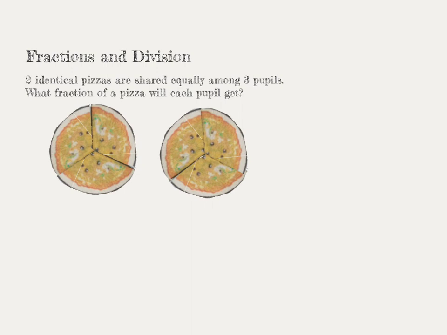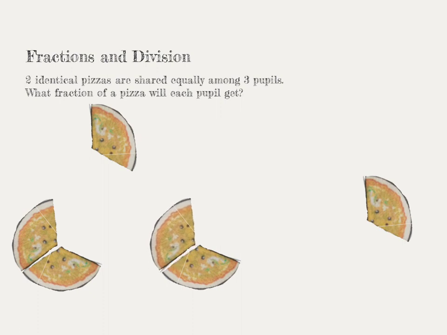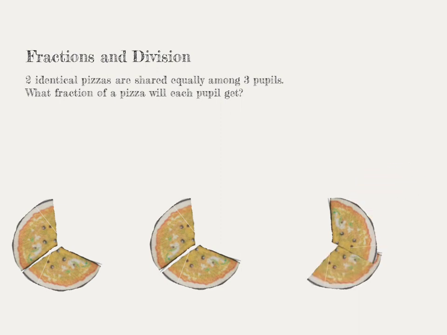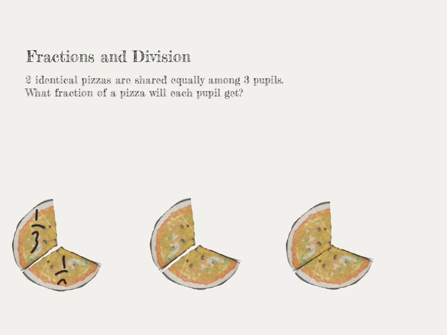Now I've got my 2 ready cut pizzas here. Let's share the pieces into 3. So 1, 2, 3. 1, 2. Let's make them look the same. 3. So each pizza looks the same. And if we think about how big each piece, so each piece was 1/3. That means that each person gets 1/3.